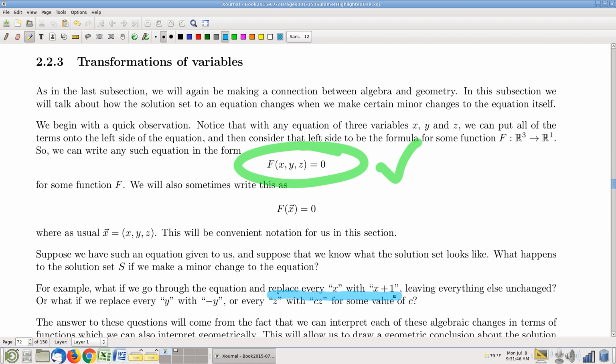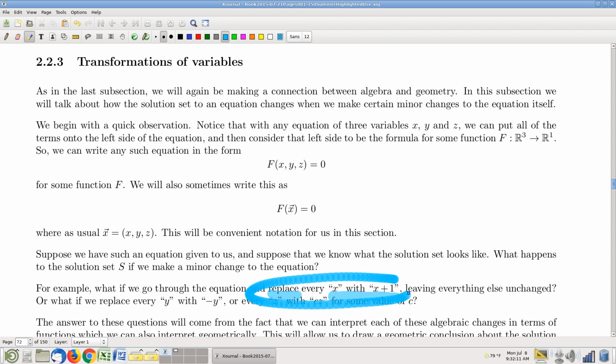And then there's other, kind of analogous questions: what would happen if I replaced every z in the equation with some constant c times z? What would that do? And what would happen if I replaced every y in the equation with negative y? What would that do? Okay, we're going to start with this one, where we replace every x in the equation with x plus 1.